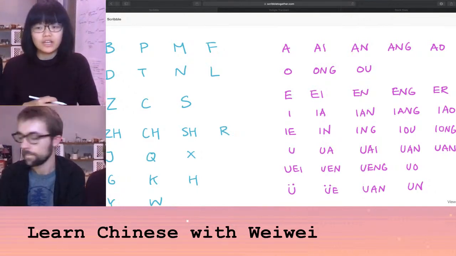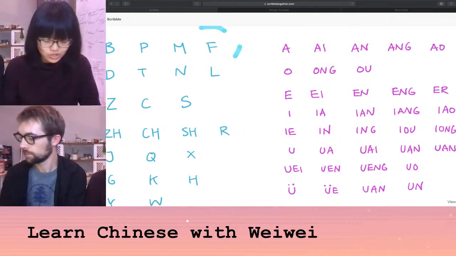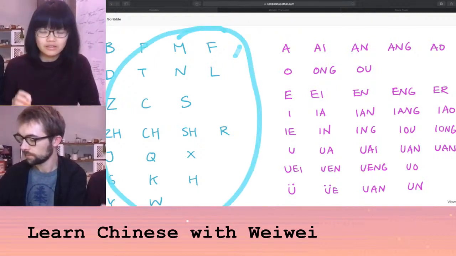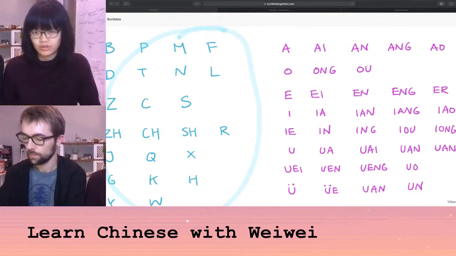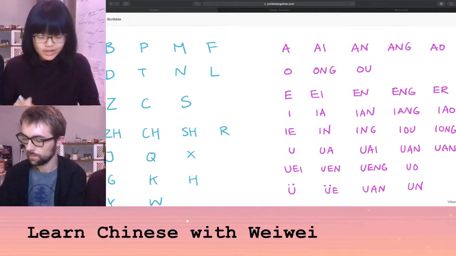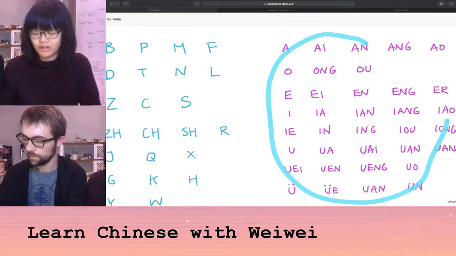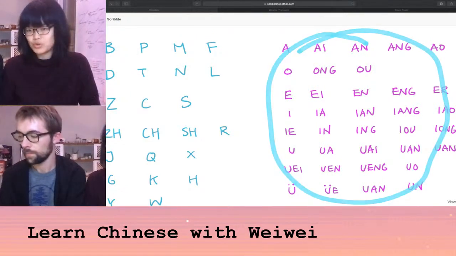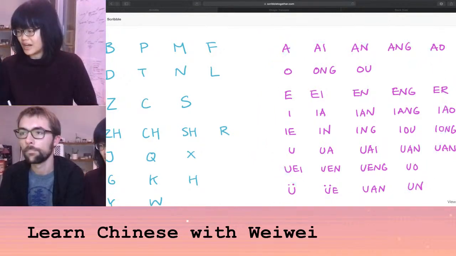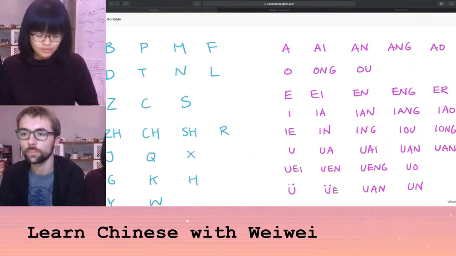If you see any Chinese characters, they're always starting with one of these letters and one of these sounds. And then every character will end with one of these sounds. So once we go through them, we'll practice combining some of them and see how that goes.